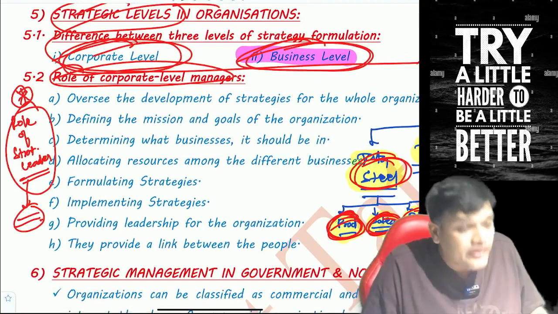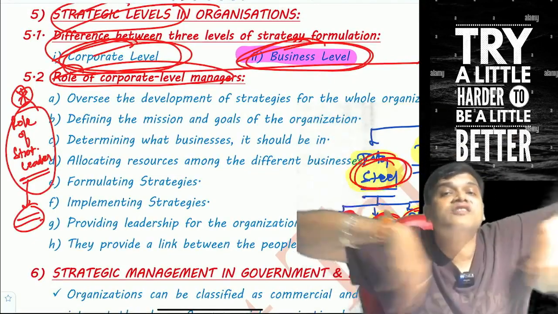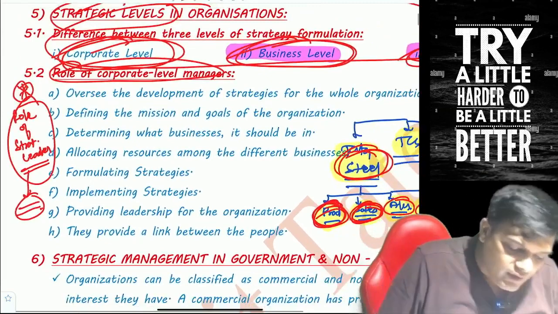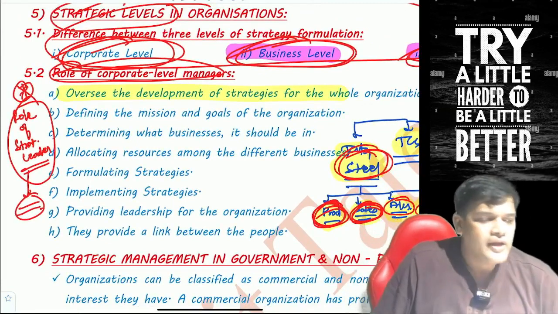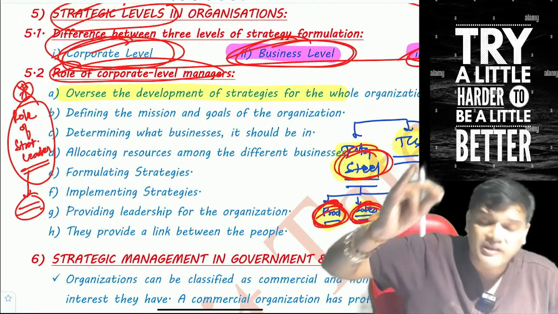Now, this development needs to be overseen. Who oversees all strategies? Overseeing is done by the corporate level. This is your first answer. So what is the role of a corporate level manager? Oversee the development of strategies of the whole organization. They will oversee. Who will develop the strategy? Business level and functional level also, but they will oversee.